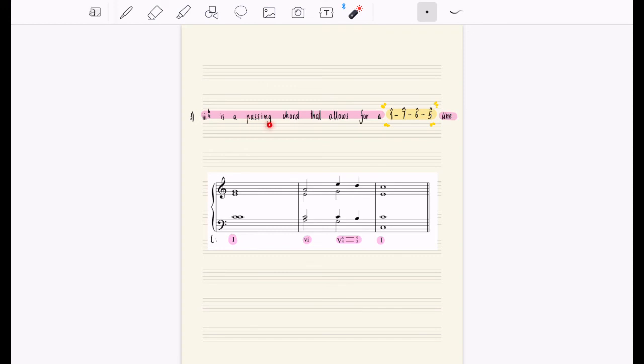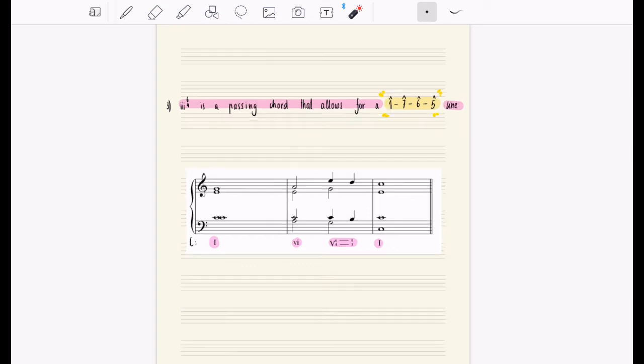It is a passing chord that allows for a 1-7-6-5 line, which is a stepwise descending line from the 1st down to the 5th degree of the scale. And if we put that in the bass, well, we get a great result. We have never been able before to write a stepwise line like this. We always had to skip the 7th degree of the scale.